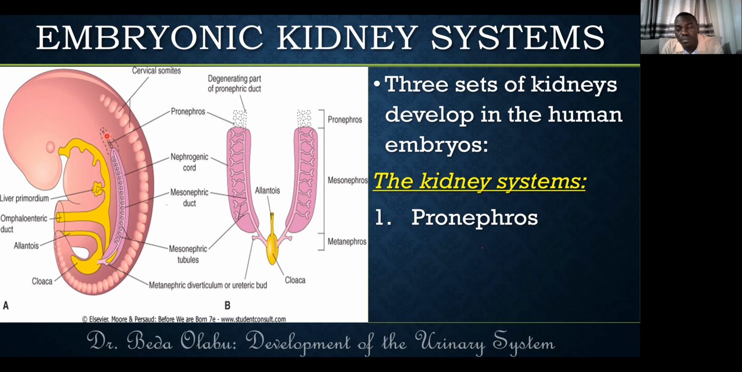They appear around the 4th week of development. And by the 5th week of development, they have already disappeared. So they only last for about a week or about 10 days or so. Then they are followed by what we call the mesonephros. The mesonephros are about 40 nephrons. These mesonephros form within the thoracic and lumbar segments of the fetus.